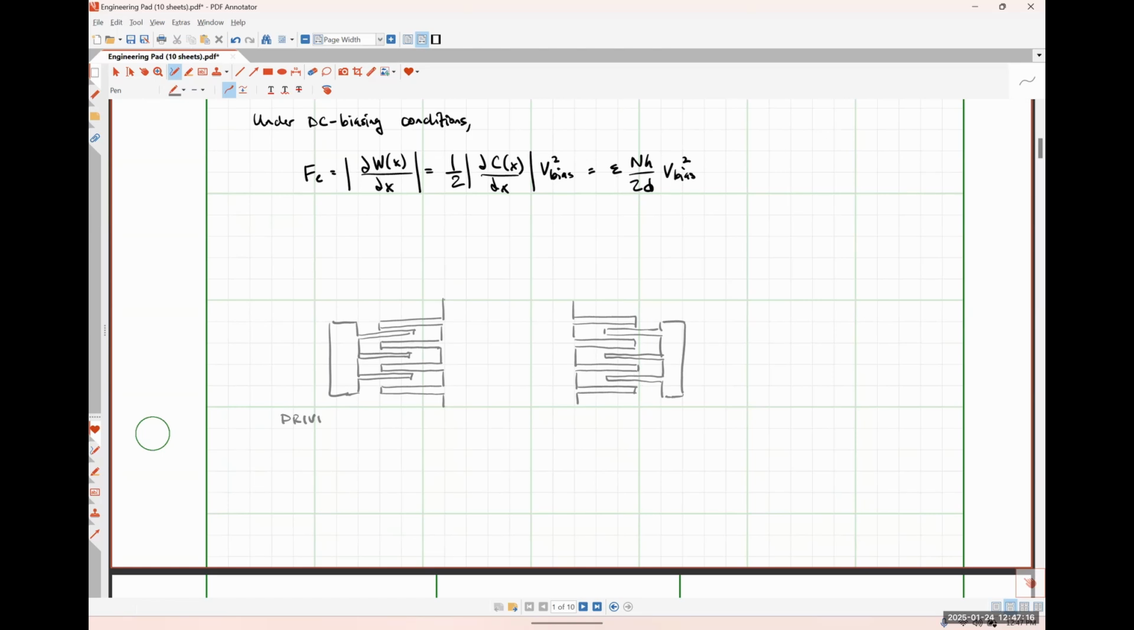So I'm going to put a label on this side. This is going to be a set of drive electrodes. And this is also going to be a set of drive electrodes. I'm going to put a very thin kind of spring right here attached to some anchor point. I'll do one up here as well.